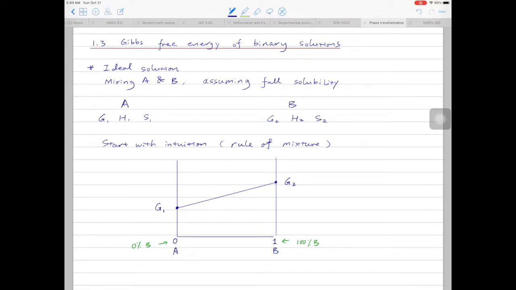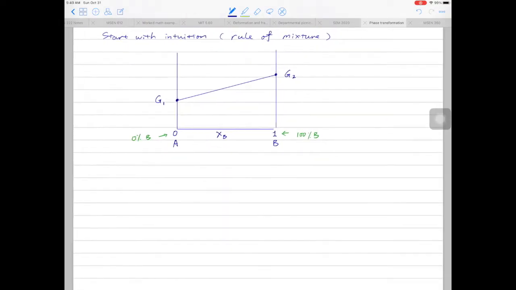Draw a straight line connecting G1 and G2. Then the Gibbs free energy of any alloy made of A and B will be shown on this graph. And this is based on the rule of mixture. The question is, is this the case? To address the question, let's have a closer look at Gibbs free energy in terms of enthalpy and entropy.